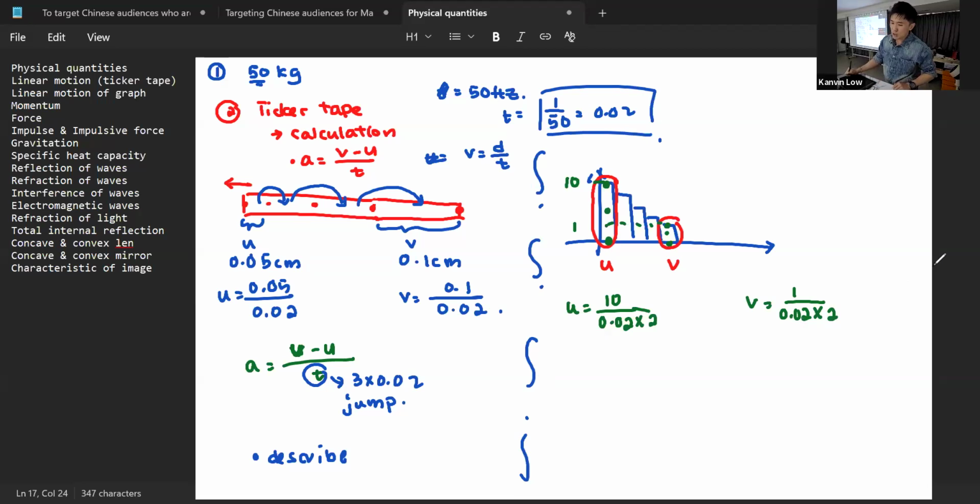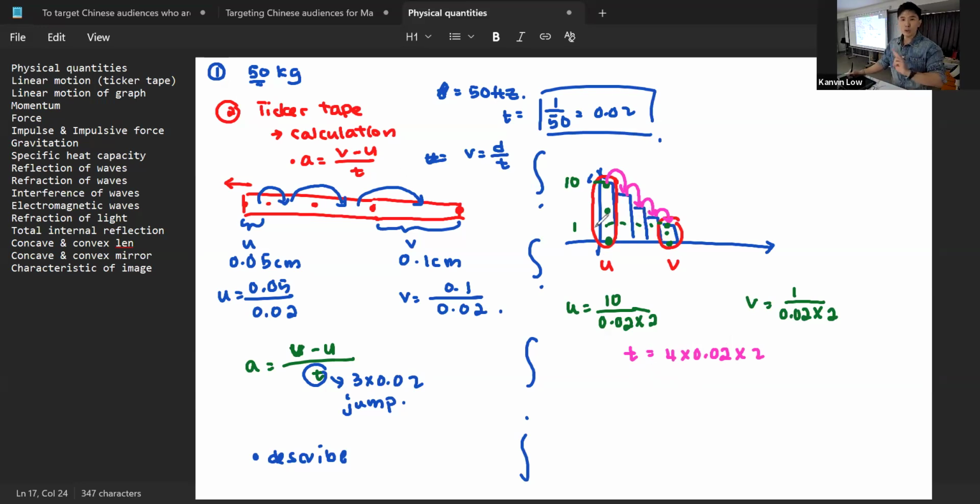Okay, right? And after that, student, how about the T, everyone? How do I find the T? Same. The T is from one tape jump from the other. So this is 1, 2, 3, 4 jumps. So the T will be 4 times 0.02 times 2. Do you understand, everyone? Yeah, right? Okay, then after that, you put everything into the calculator, you will be able to get the answer.